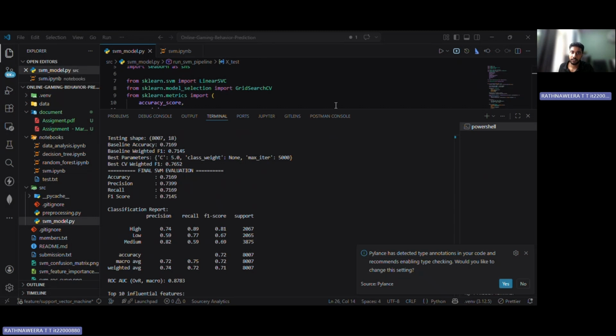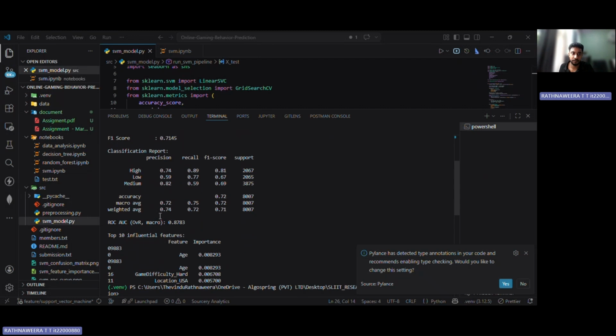I also checked which gaming behaviors matter the most for predicting engagement. The top three features are total weekly playtime, sessions per week, and average session duration in minutes. This makes sense, right? If someone plays a lot of hours per week, they are probably more engaged.